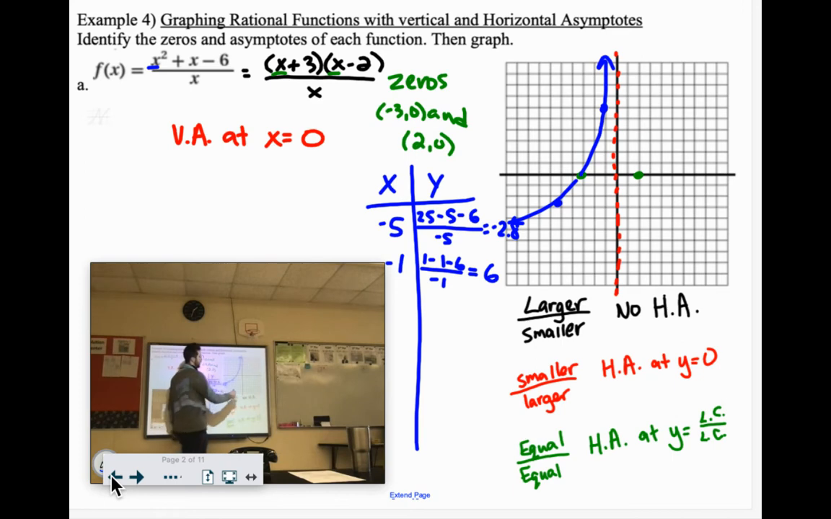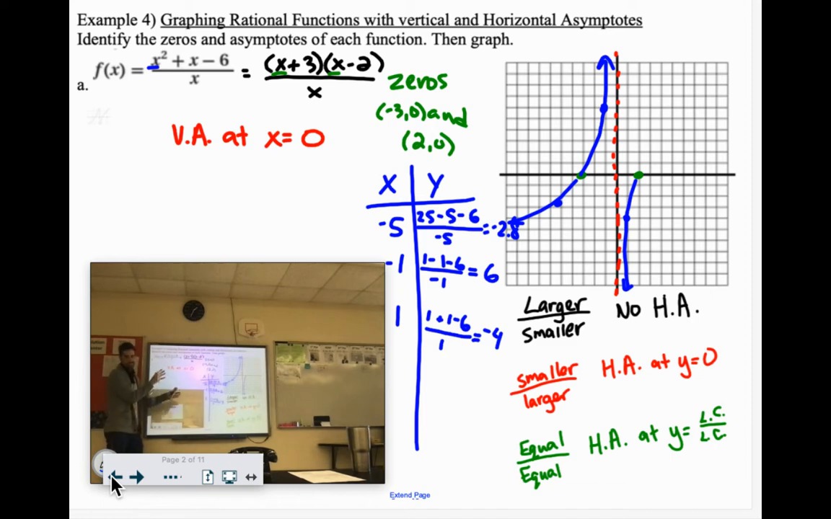Now we're on the right half of this. We need something between the asymptote and that 0 at 2. So we're going to choose 1. That's the only whole number between 0 and 2. Now if we just substitute that in, 1 squared is 1 plus x, so +1 minus 6 over x. 1 plus 1 is 2, minus 6 is -4, and -4 divided by 1 is -4. So we have the coordinate 1, -4. We'll go from that 0, and we'll approach that asymptote, but we will not actually get on that line.